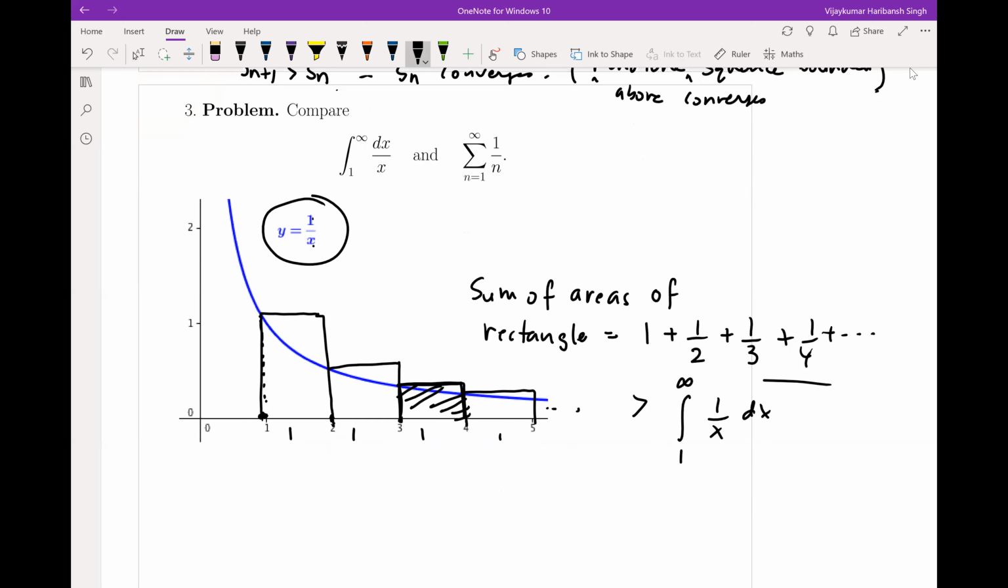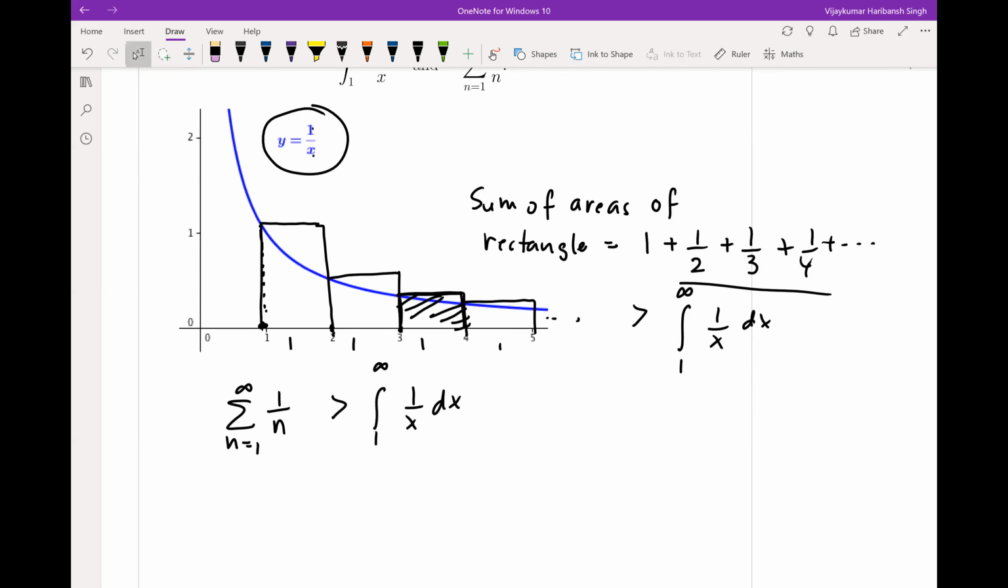So now let me write down this summation. I have the summation from n equals 1 to infinity of 1 by n, which is greater than the limit as the integral from 1 to infinity of 1 by x dx. So what do we have? What is the integral from 1 to infinity of 1 by x dx?